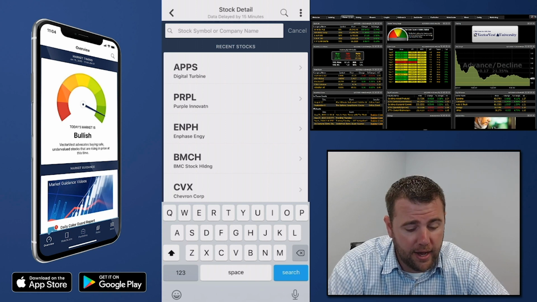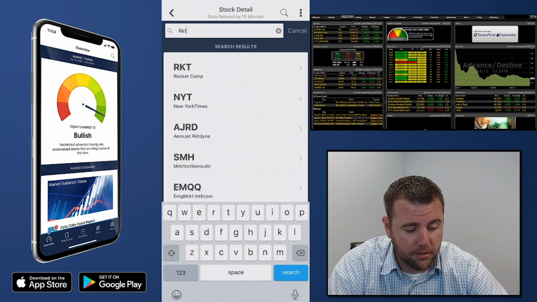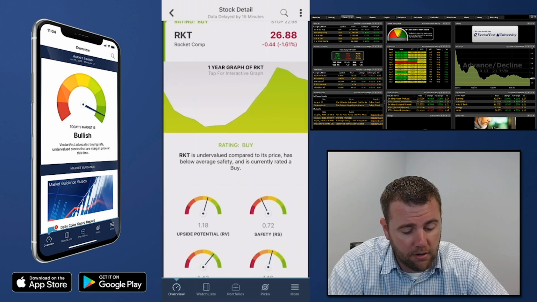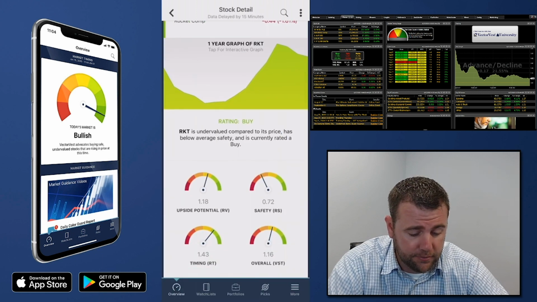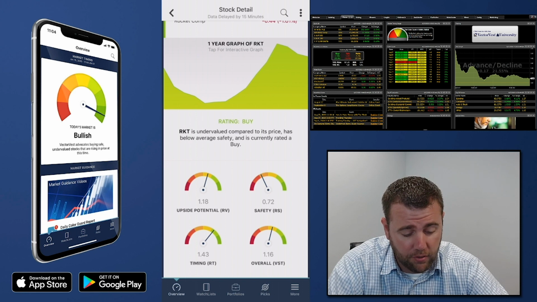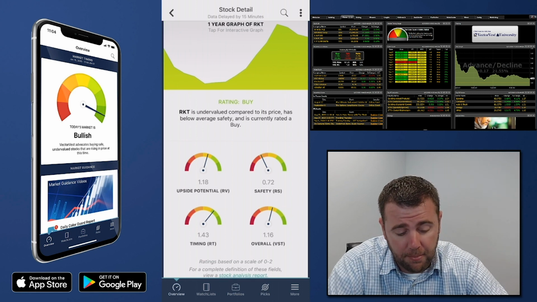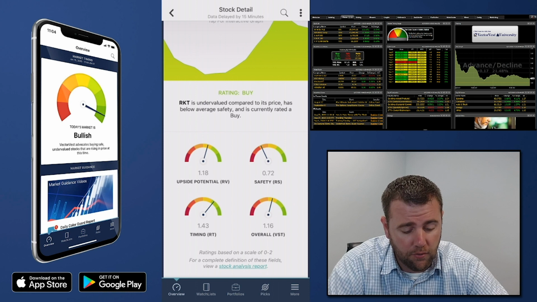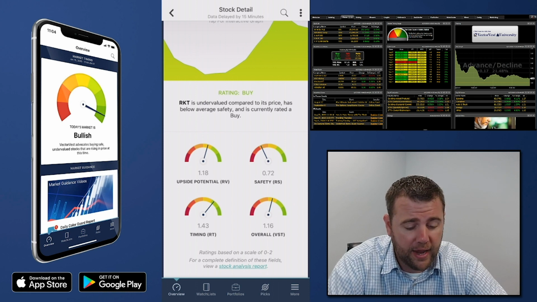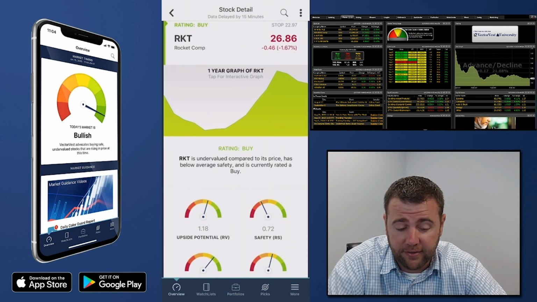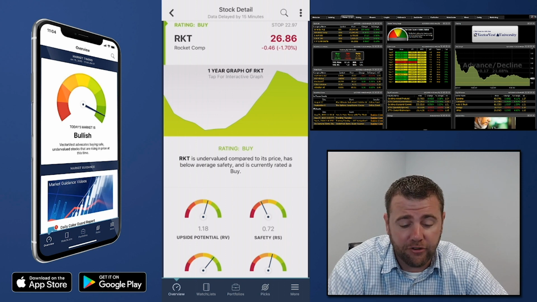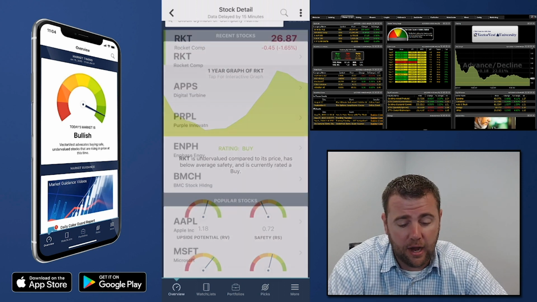Let's see, RKT. All right, RKT, good long-term potential. A lot of risk associated with it, though. You have some pretty strong momentum for the short-term basis. So overall, the stock is favorable. This is more of an aggressive stock. So if you're not an aggressive trader, probably not going to be a stock for you.